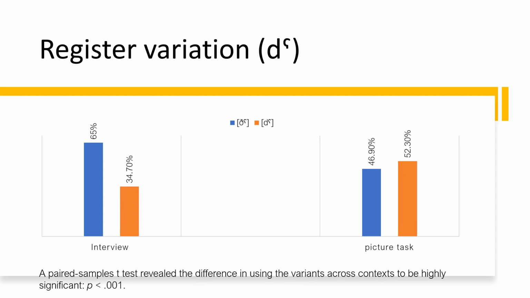With regards to the second variable, on the other hand, it's a completely different story. Here, there's no overlap between the local variety and Standard Arabic.